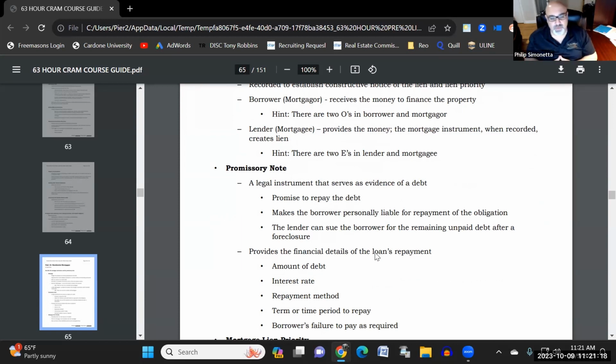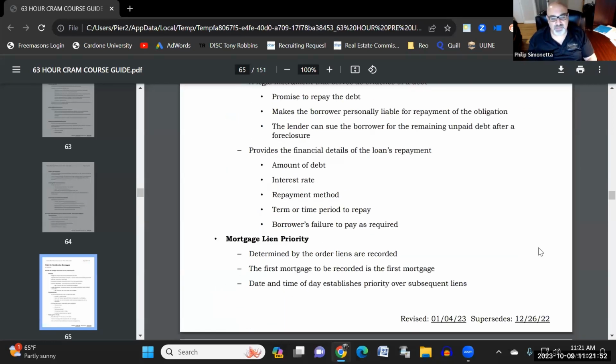So the promissory note is a legal instrument that serves as evidence of debt. It proves that you have a debt. It's a promise to repay the debt. It makes the borrower personally liable for repayment of that obligation. The lender can sue the borrower for the remaining unpaid debt after a foreclosure. What that means, if you get a property foreclosed on and there's still 30 grand left, that fees and all that stuff, they will sue you and put a lien on you for the additional money after they sell the house. Okay.